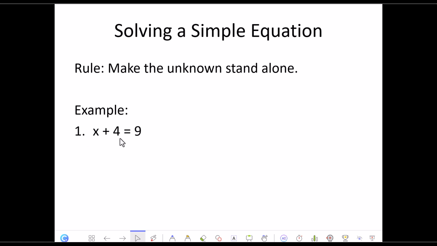So when you see a question like this, question number one, solve for x, or solve the equation x plus 4 equals 9. How do you solve this simple equation? What you need to do is make this letter stand alone. So how do I make this letter stand alone? Check for the number that is being added or subtracted to the letter.